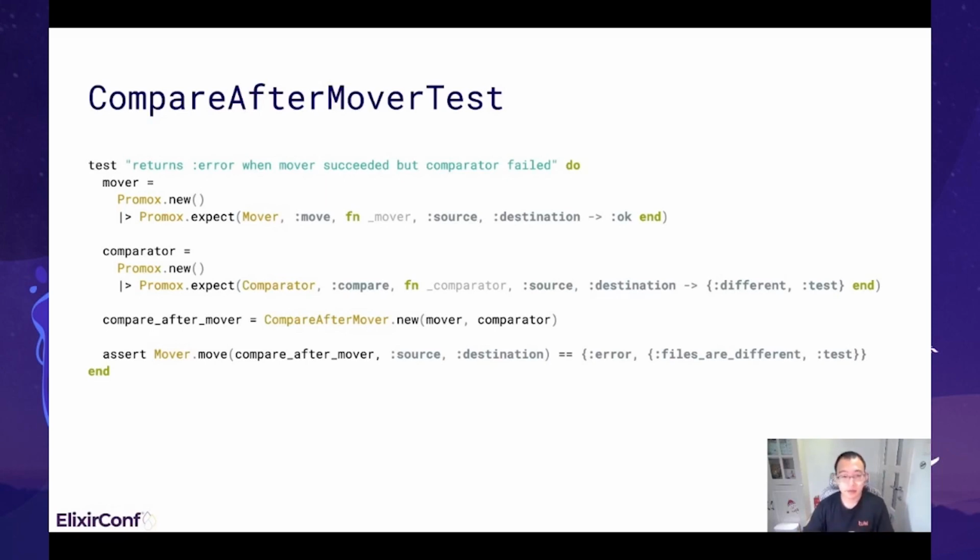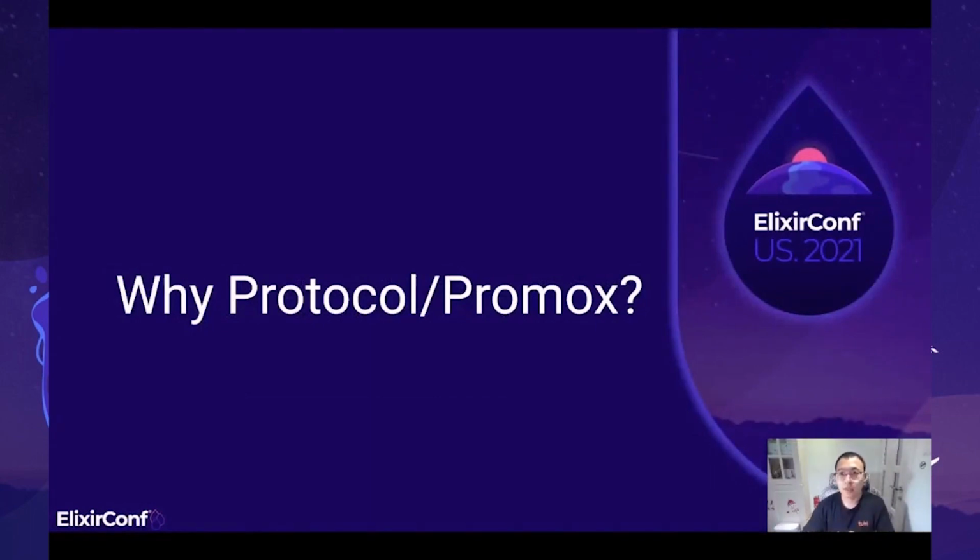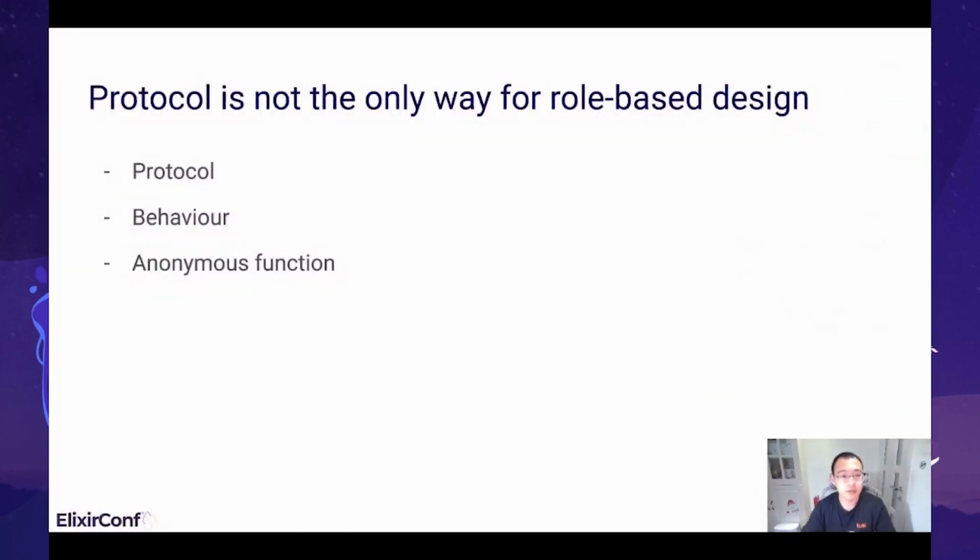So now you see how to use Promox to test our CompareAfterMover. But if you are an experienced developer, you may think that you've already been very familiar with role-based design, and the protocol is not the only way to implement the role-based design in Elixir. You may use behavior or even anonymous function to implement this kind of design and composing things together. So why choose protocol and Promox?